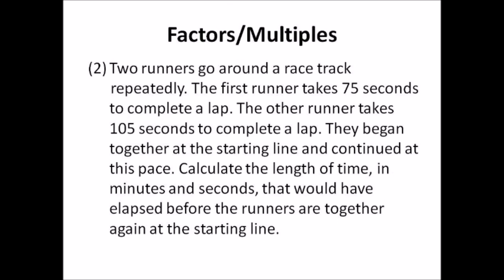Factors and multiples. Two runners go around a racetrack repeatedly. The first runner takes 75 seconds to complete a lap. The other runner takes 105 seconds to complete a lap. They began together at the starting line and continued at this pace. Calculate the length of time in minutes and seconds that would have elapsed before the runners are together again at the starting line. Do not let the problem scare you.